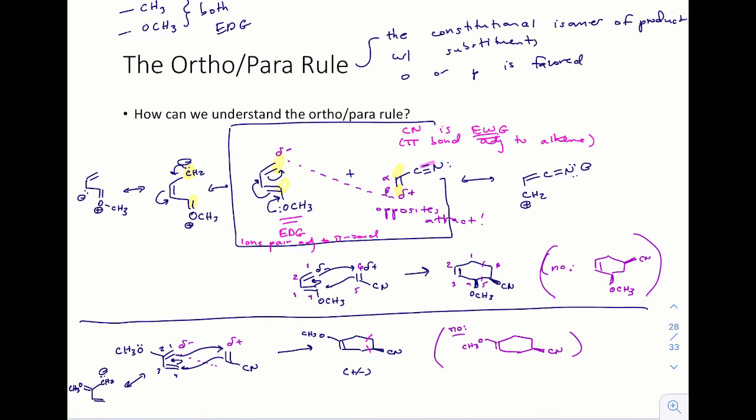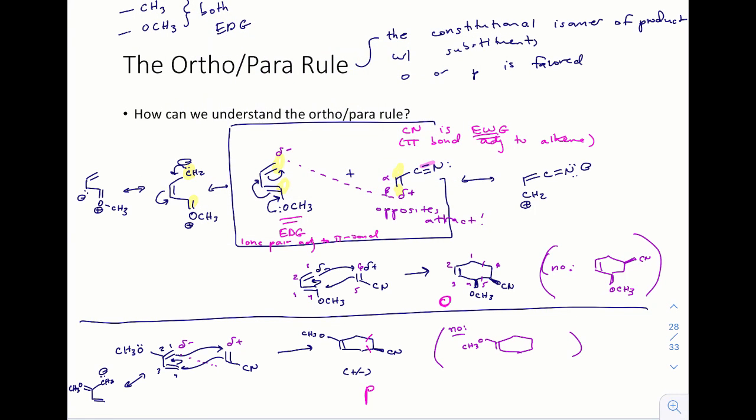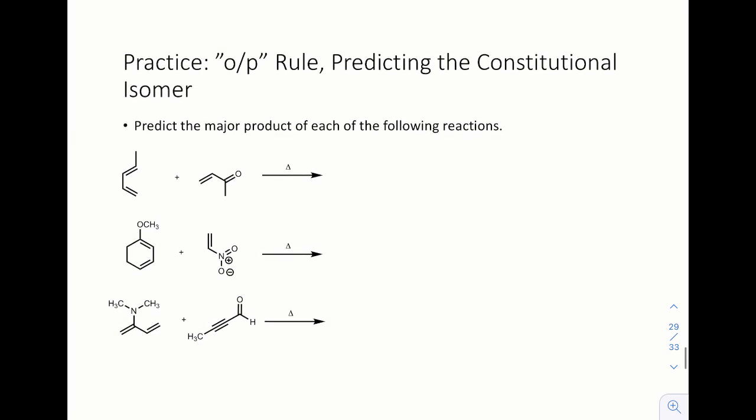So a good rule of thumb is that the constitutional isomer of product with an ortho relationship between the electron withdrawing and donating groups, or a para relationship, those constitutional isomers will be observed, not isomers with a 1-3 relationship, because in those products, the partial positives and partial negatives will not line up, and opposites attract. All right, we have a few more practice problems here.